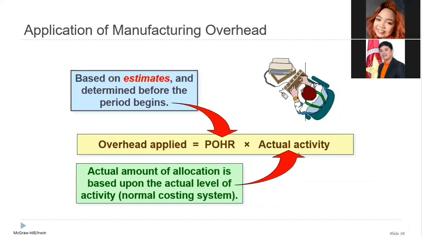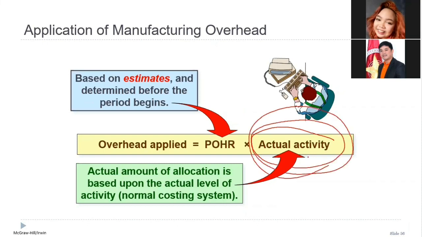So that's why it is predetermined. And the actual amount of allocation is based upon the actual level of the activity. So let's repeat, the overhead applied is overhead rate times actual activity. The actual activity is based on the level during the period of execution, or during the accounting period where you estimated it, so that is where you estimated your predetermined overhead.